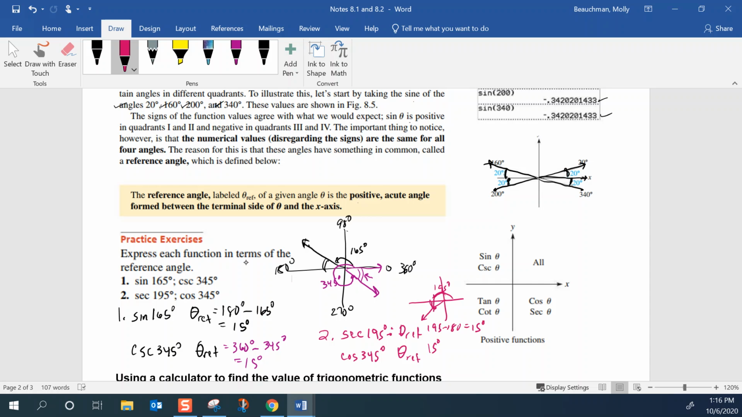So we've expressed each function in terms of its reference angle. What makes it positive or negative when we actually find the sine, cosecant, cosine, or secant of these depends on what quadrant it lands in.